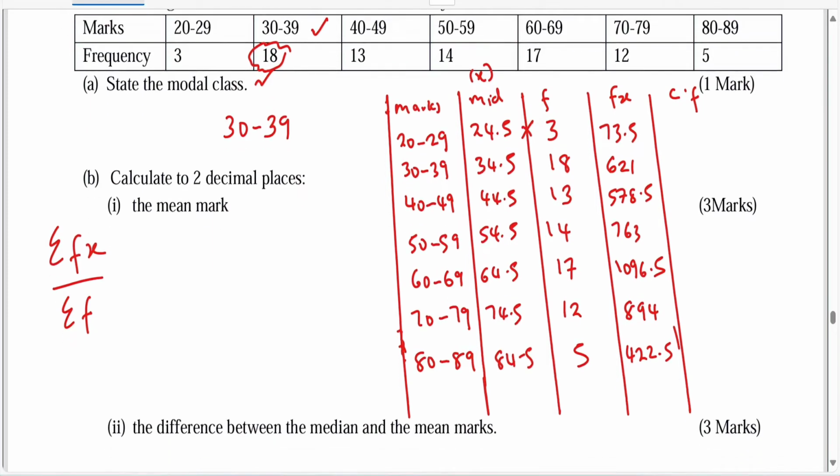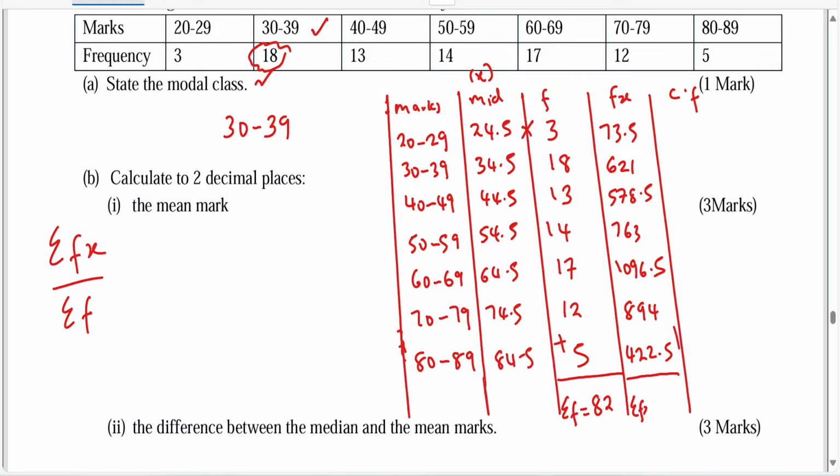After add f, now add fx pia. So hii ukiadd itakupa sum of f na hii ukiadd itakupa summation of fx. So let's start with f. So 3 plus 18 plus 13 plus 14 plus 17 plus 12 plus 5. So you're adding all of this together. Now, the summation imenipa 82. So basically your sum of f is equal to 82.